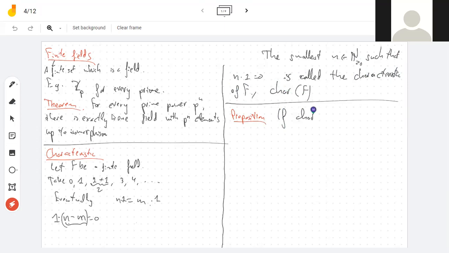So if char F is not zero, meaning you start adding ones and you eventually get zero, then it's a prime. All right, this is very easy to prove. Let n be the characteristic of the field.